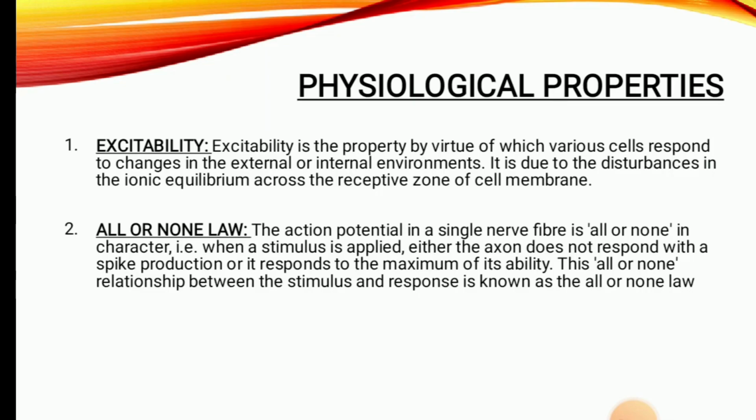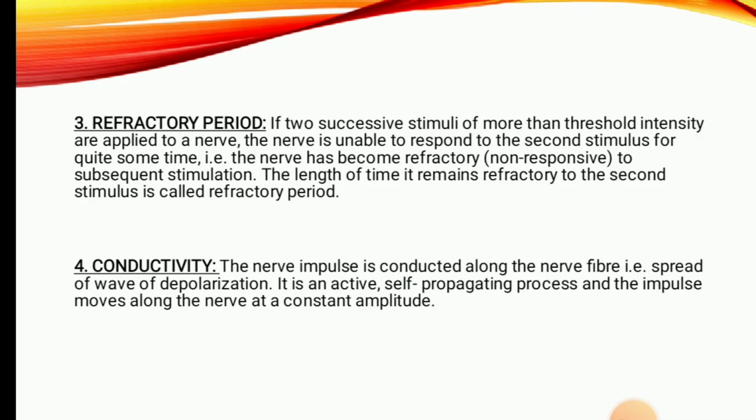Coming back to our topic, the physiological properties of nerve fibers. Mostly it is asked along with some other questions like explain NMJ and write the physiological properties of the nerve fibers. So that means it basically comes in short answer types. So what are the physiological properties? They include the excitability, all or none law, refractory period, and conductivity.